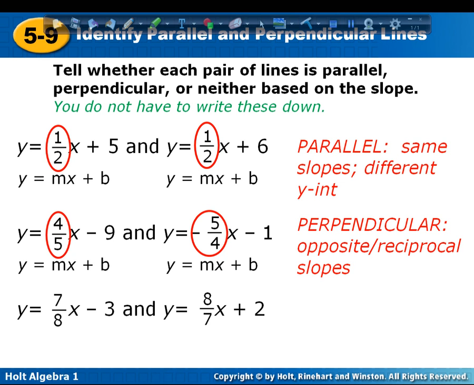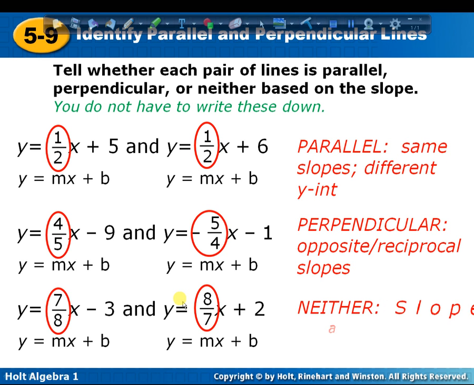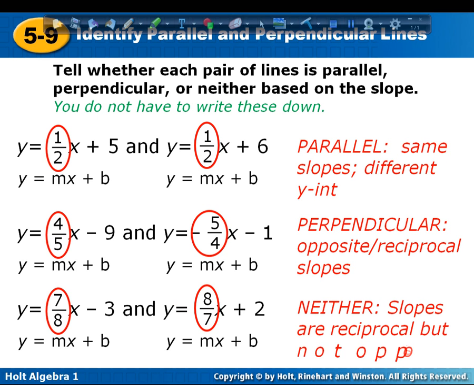And then we have y equals 7/8x minus 3 and y equals 8/7x plus 2. Again, I'm going to look at the slopes here and decide are they the same or are they opposite, reciprocal, or neither. They're not the same because one's 7/8 and one's 8/7. They're also not opposite reciprocals because they are reciprocals, however they are not opposite. They are both positive. So this one would be neither. The slopes are reciprocals but are not opposite.